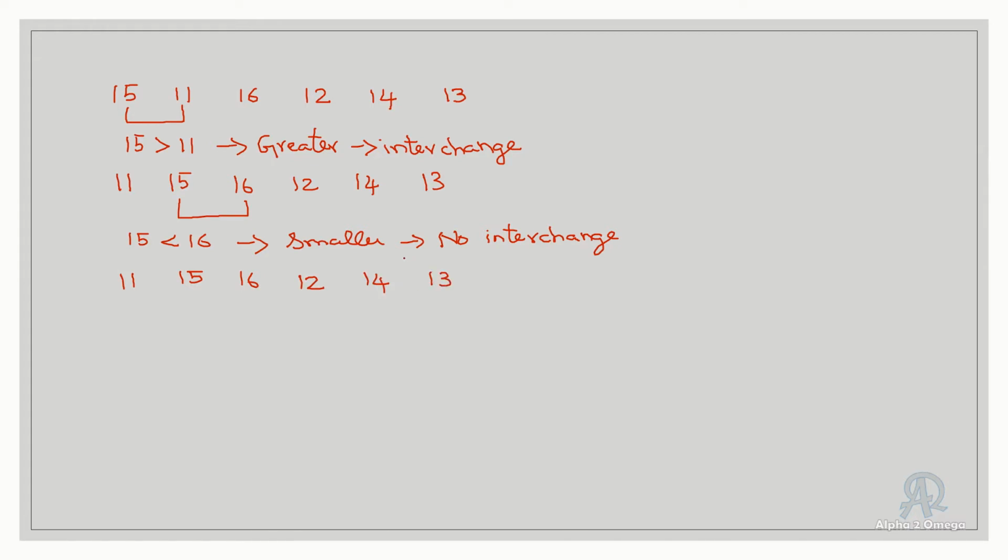Now the next two elements will be compared, that is these two. Here 16 is greater than 12, isn't it? When it is greater, we need to interchange. So the values will become 11, 15, 12, 16, 14 and 13.